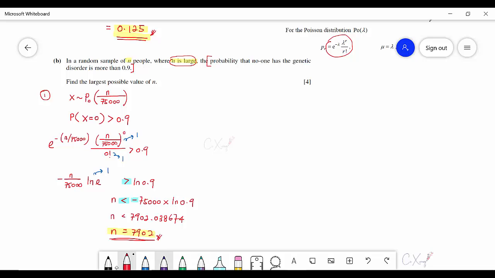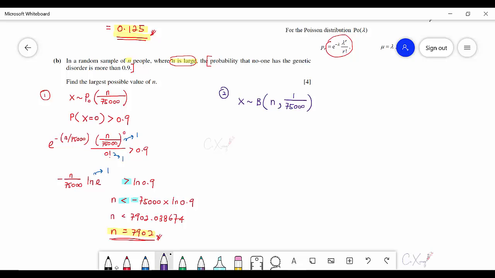Okay, so some students might consider that although n is large, we actually don't know whether n is large enough to change a binomial into a Poisson or not. Therefore, some students might use the binomial distribution to solve this question. Okay, you can still get a very similar answer. Right, so here I will show you this method.